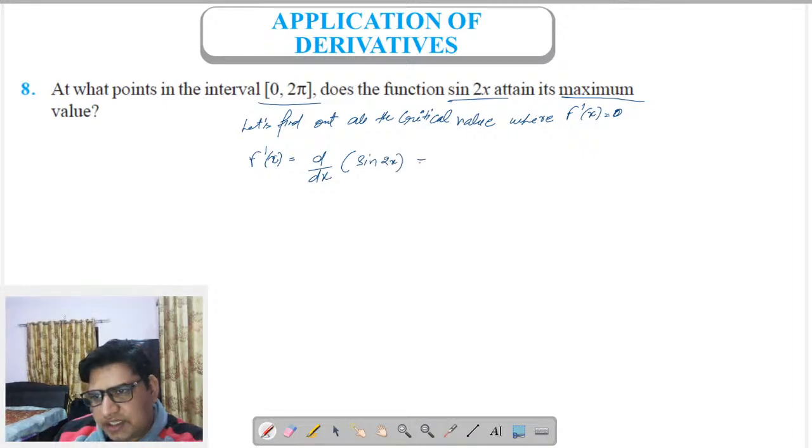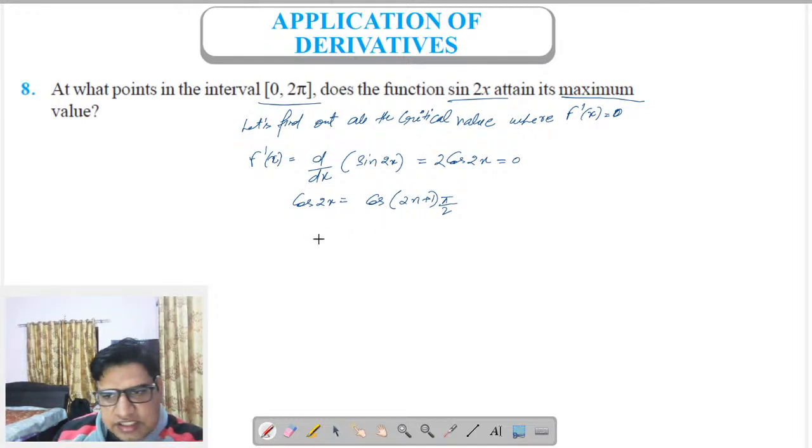Okay, and d by dx of sin 2x will be cos 2x into 2, which is by chain rule, so 2 cos 2x. If you equate that to 0, as we know, cos 2x is 0 when the angle is (2n plus 1) pi by 2. So cos 2x is equal to 0 for (2n plus 1) pi by 2.